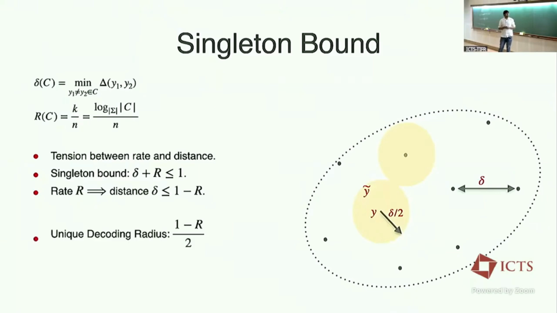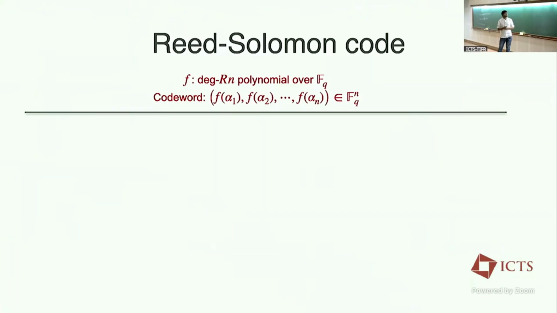Okay, and correspondingly, if we are doing unique decoding, we are only doing it up to half the distance, which means that the unique decoding radius cannot be more than (1 minus r) over 2. And the great thing is that we do have these Reed-Solomon codes which achieve the Singleton bound.